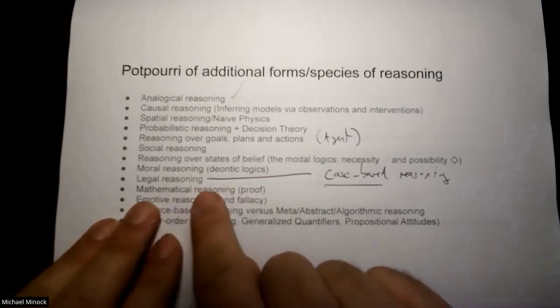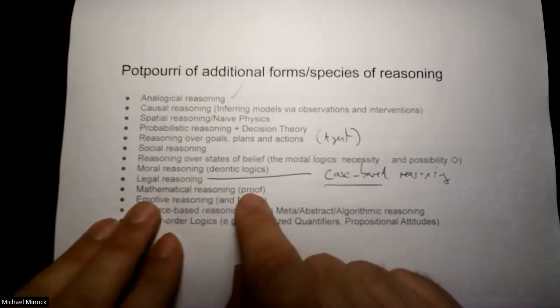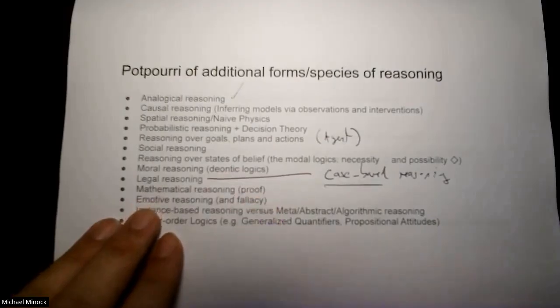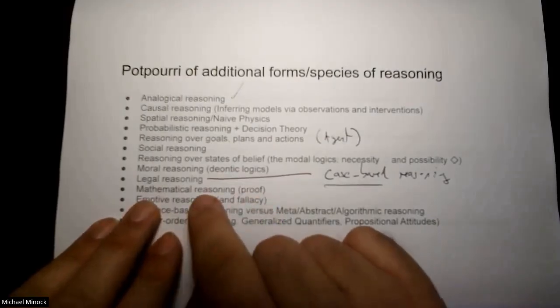We'll come to that in a sec. But mathematical reasoning has to do with proofs. It has to do with finding counterexamples. So there's a whole bunch of different proof techniques, or it can just be plug and chug.